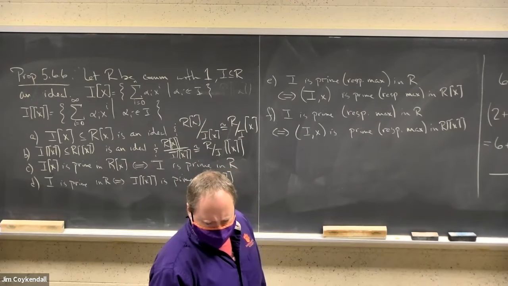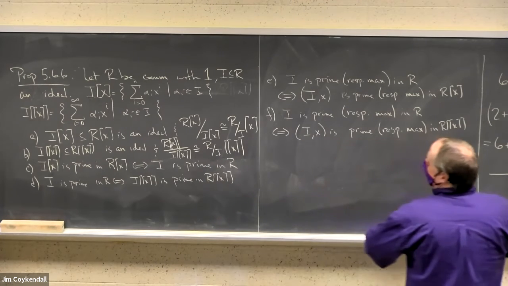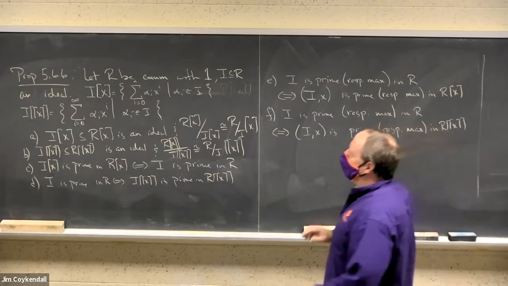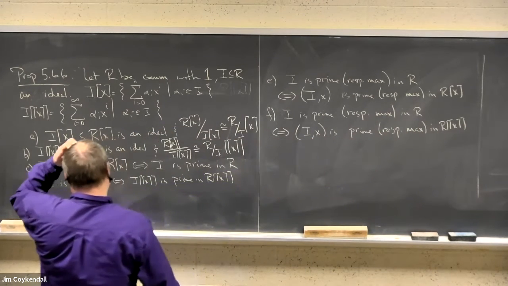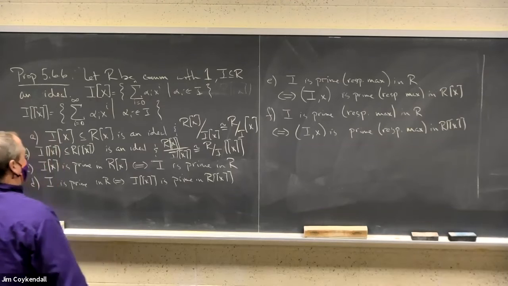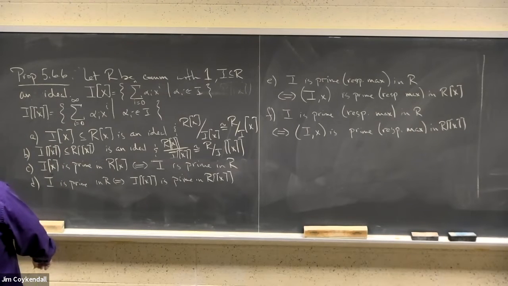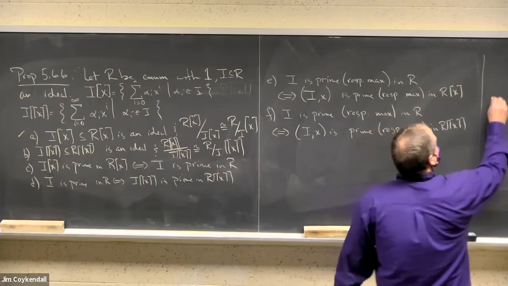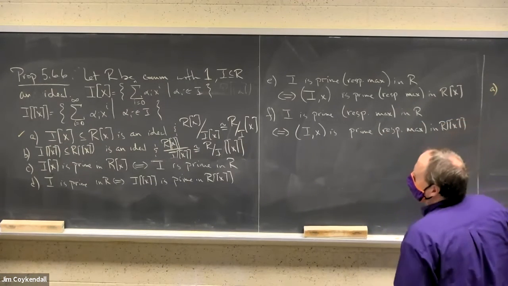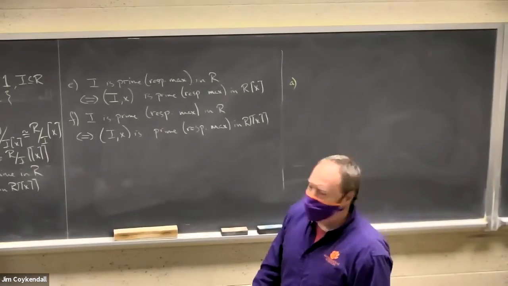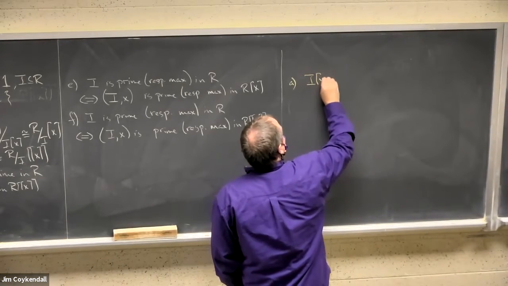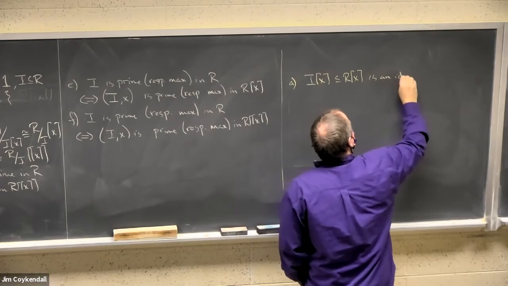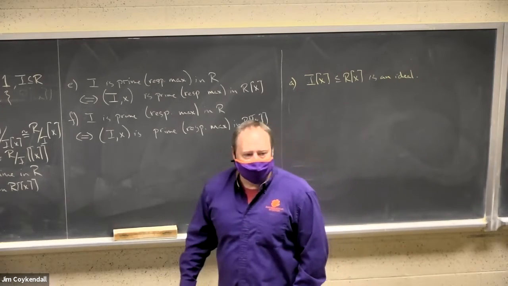So let me talk about the details of some of this anyway. I'll do a sketch of some of this. The proofs of these are very much the same. So let's look at A. Why is this an ideal? I'll leave that as an exercise.